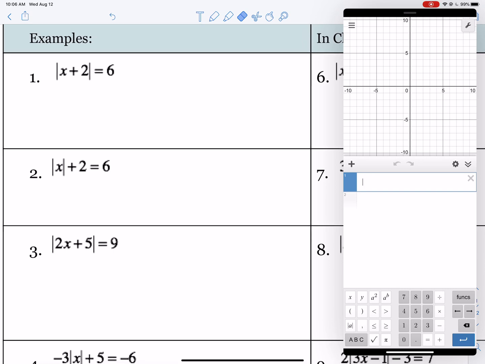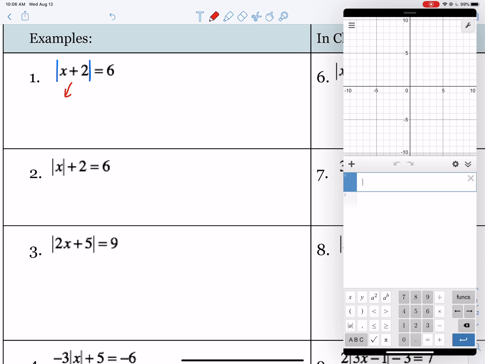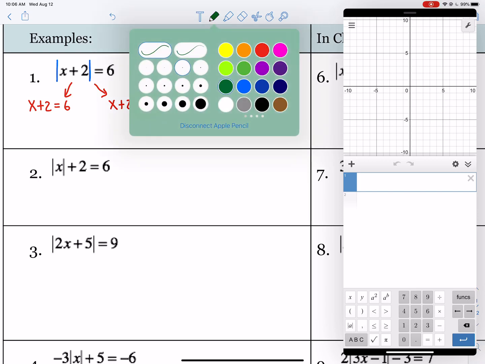For example 1, we have the absolute value of x plus 2 is equal to 6. So we can see the absolute value symbol in this example is already by itself. There's nothing extra on the outside that we would need to move first. So let's go ahead and set up 2 equations, one positive and one negative. So x plus 2 equals positive 6, and x plus 2 is equal to negative 6. And then we want to solve both equations.